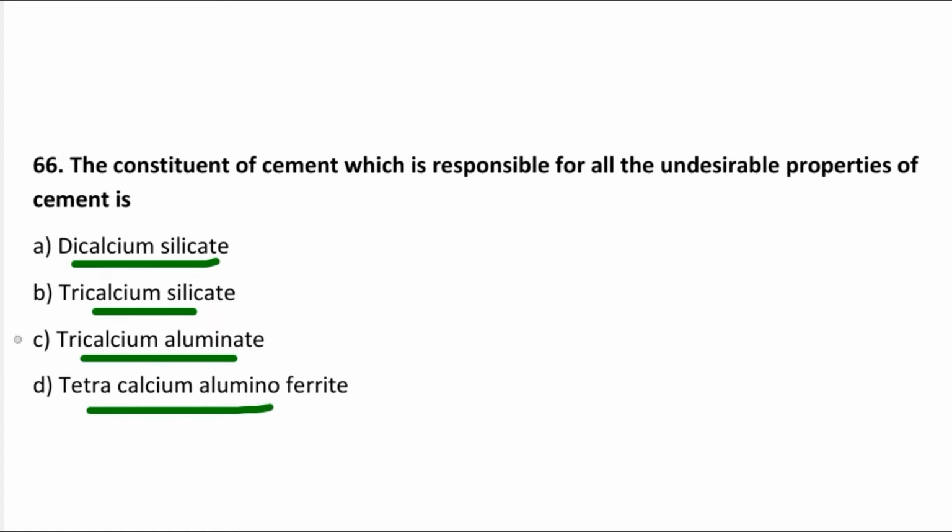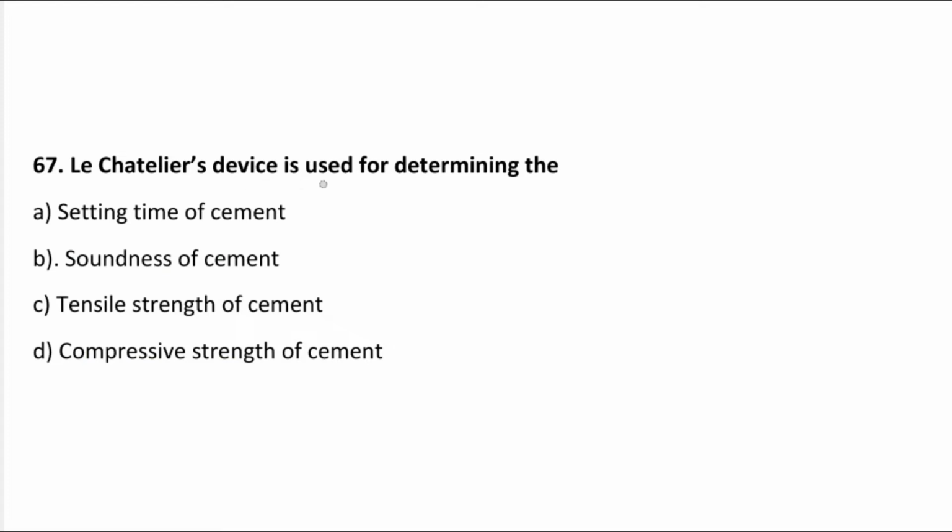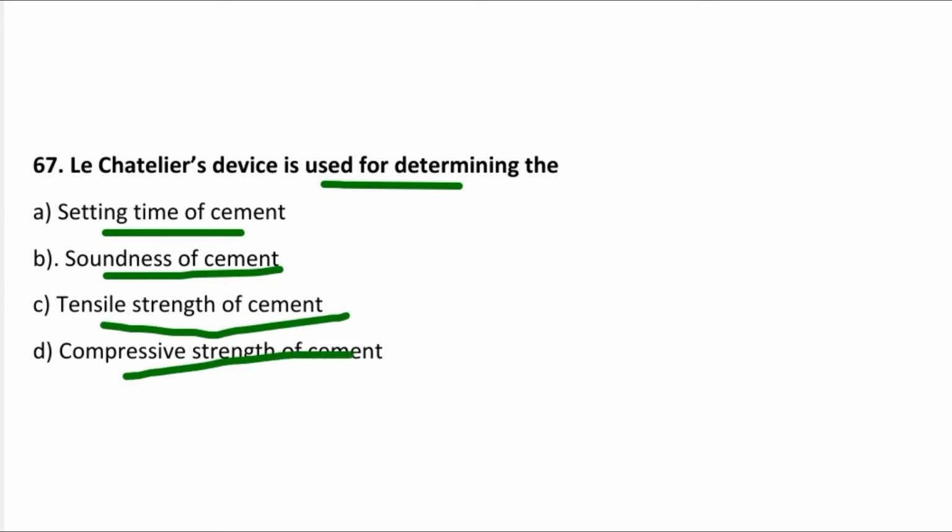So the correct answer is option C, tricalcium aluminate. So next question, Le Chatelier device is used for determining the option A setting time of cement, option B soundness of cement, option C tensile strength of cement, option D compressive strength of cement. So the correct answer is option B, soundness test.